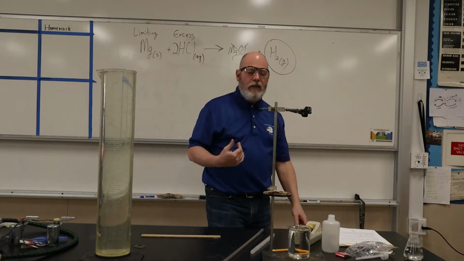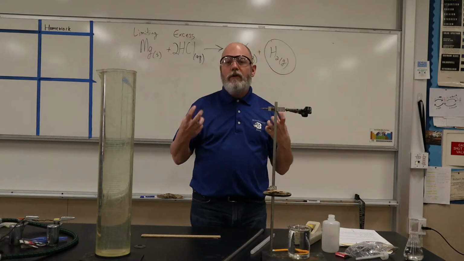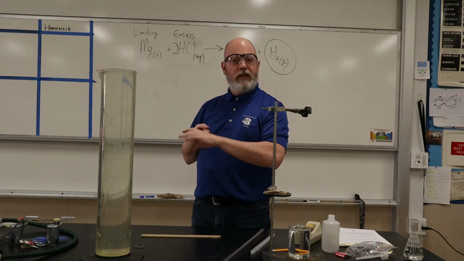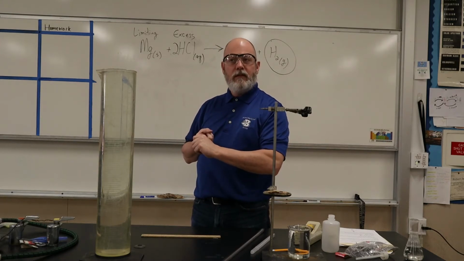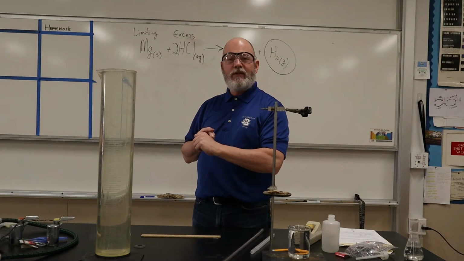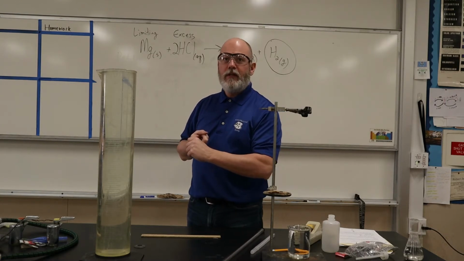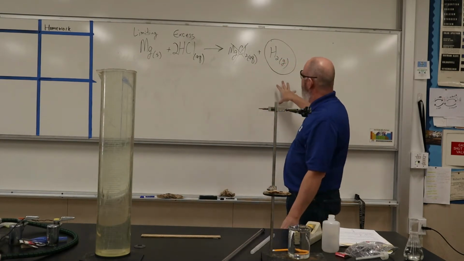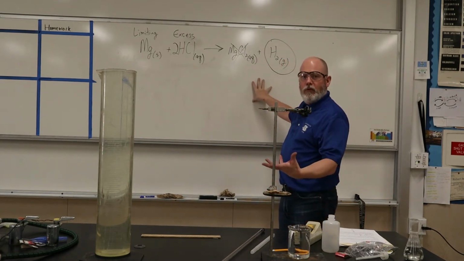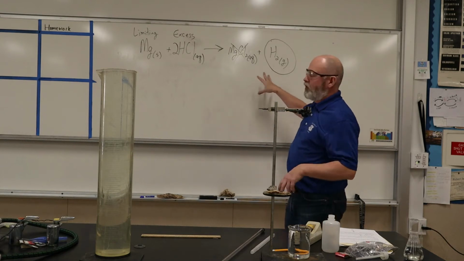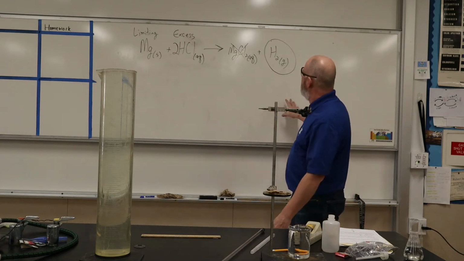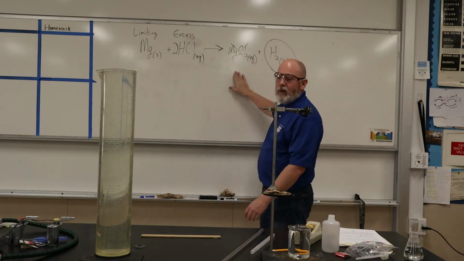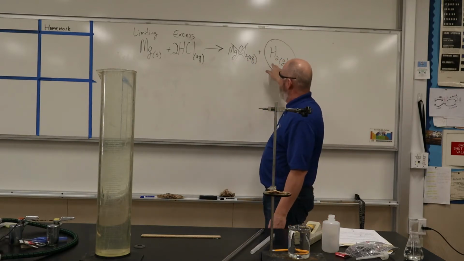The goal of this lab is to show you how stoichiometry and the ideal gas equation, PV equals nRT, can work together. So you can do stoichiometry with the ideal gas equation. We'll do those calculations in class. But what we're going to do in the lab right now is throw this out and collect the hydrogen.